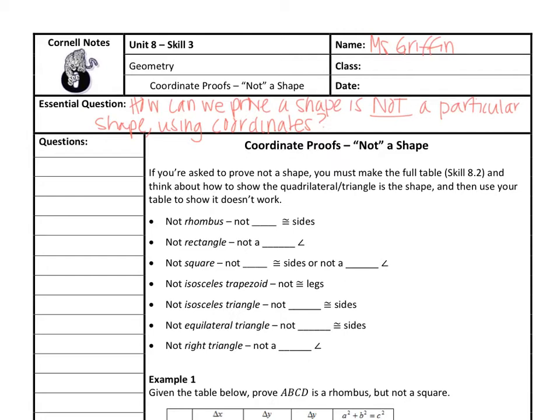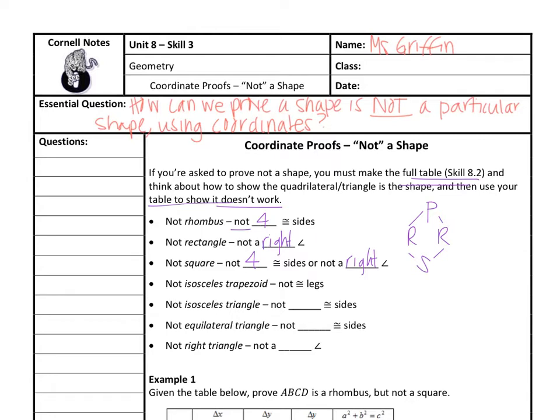If you're asked to prove not a shape, you must still make the full table, and that's coming from skill 8.2. And think about how the quadrilateral is the shape, and then use your table to show that it doesn't work. So in order to prove that it's not a rhombus, we need to show that there are not 4 congruent sides. To show that it's not a rectangle, there needs to not be a right angle. To show that it's not a square, no 4 congruent sides, and not a right angle. And again, you can think of your PRRS. P, parallelogram, goes into R, rectangle, or R, rhombus, and both come together to make the square.